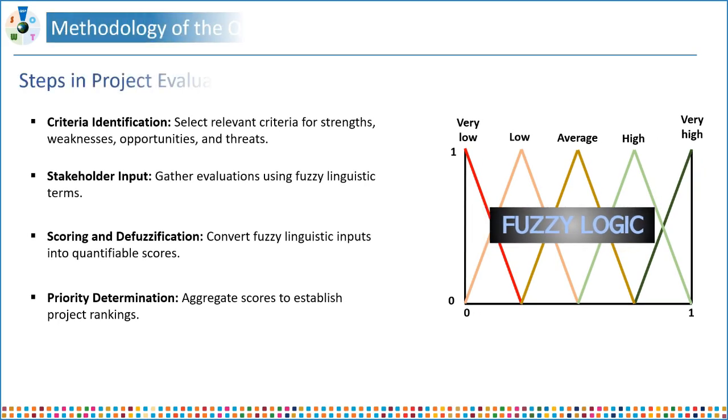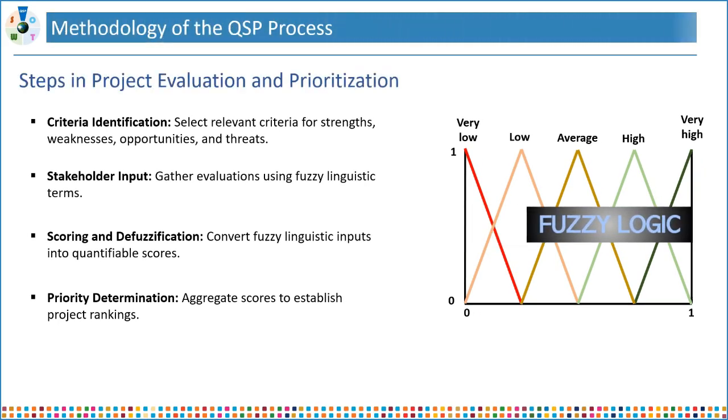The method systematically evaluates and prioritizes sustainable development and WEF nexus projects by identifying SWOT criteria. Stakeholder input, expressed in intuitive linguistic terms, is converted into quantifiable scores through defuzzification. These aggregated scores help determine project priorities, aligning them with strategic goals effectively.